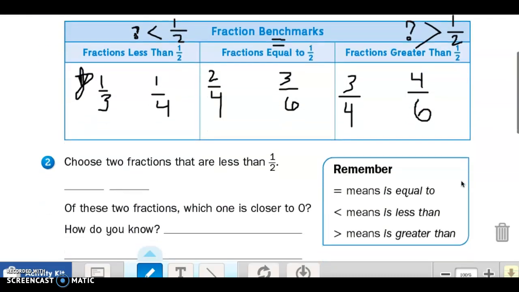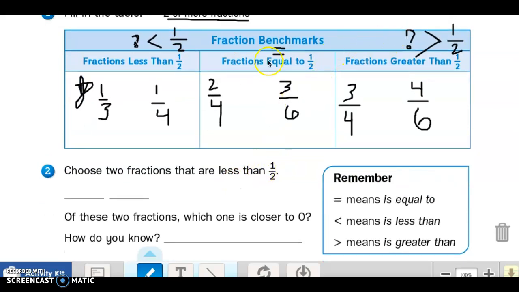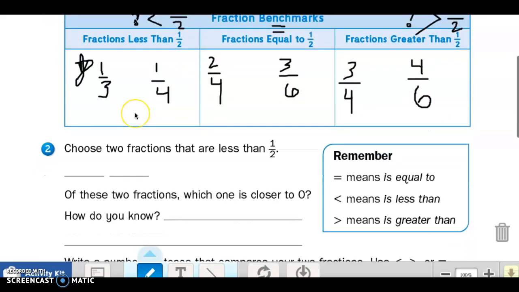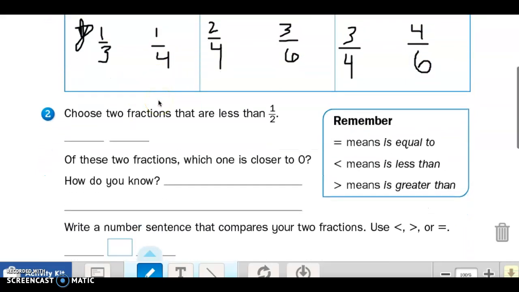Now it says choose two fractions that are less than 1/2. Well, we know these are equal to, so that wouldn't work. And we know these are greater than half, so that won't work. So we're going to have to choose our two that we did in here, two or more. So just choose two of them. So my fractions that are less than 1/2 are 1/3 and 1/4.